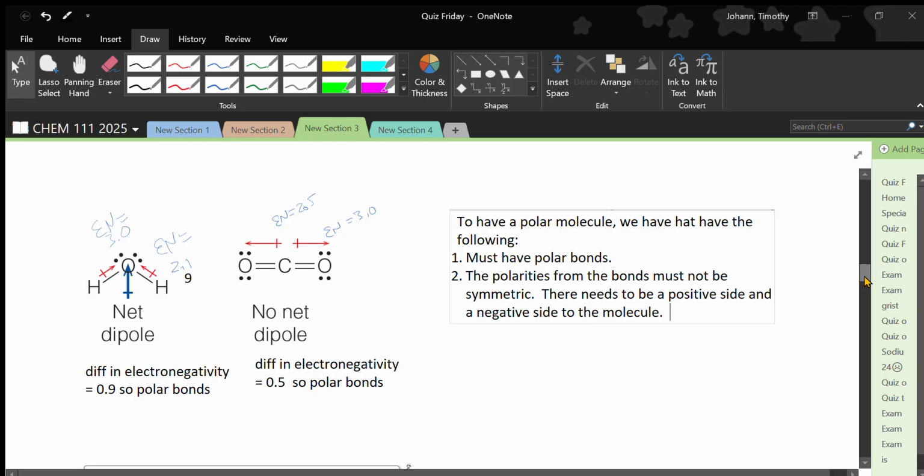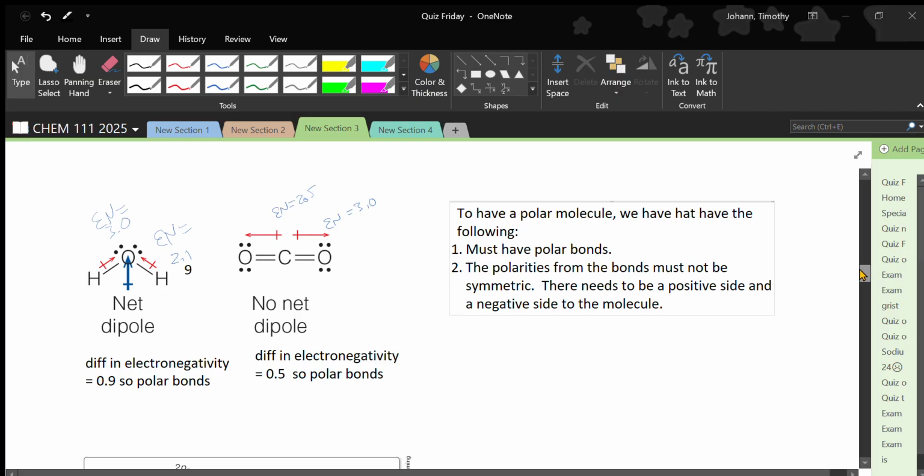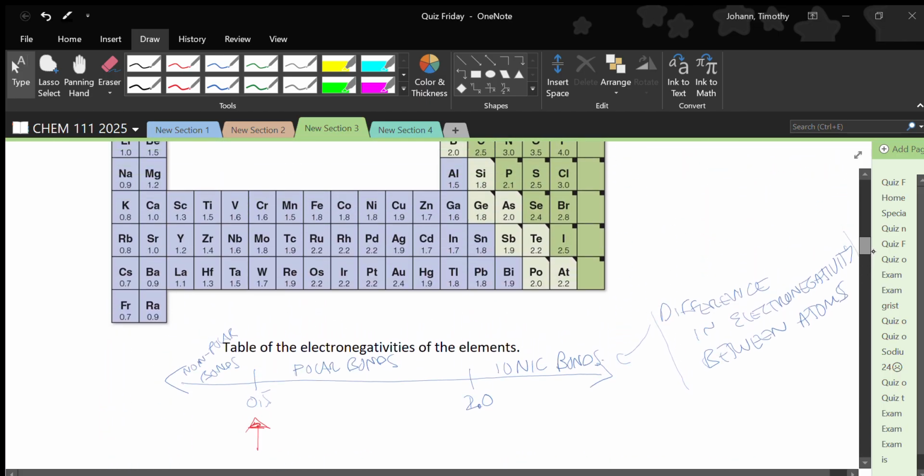I didn't say that there. I just said positive and negative, but I mean any charge. If you have a full positive and full negative, that's polar as well. Questions? All right, so this is really important to the qualities of molecules and the properties we see for molecules. So let's go ahead and scoot back up here.